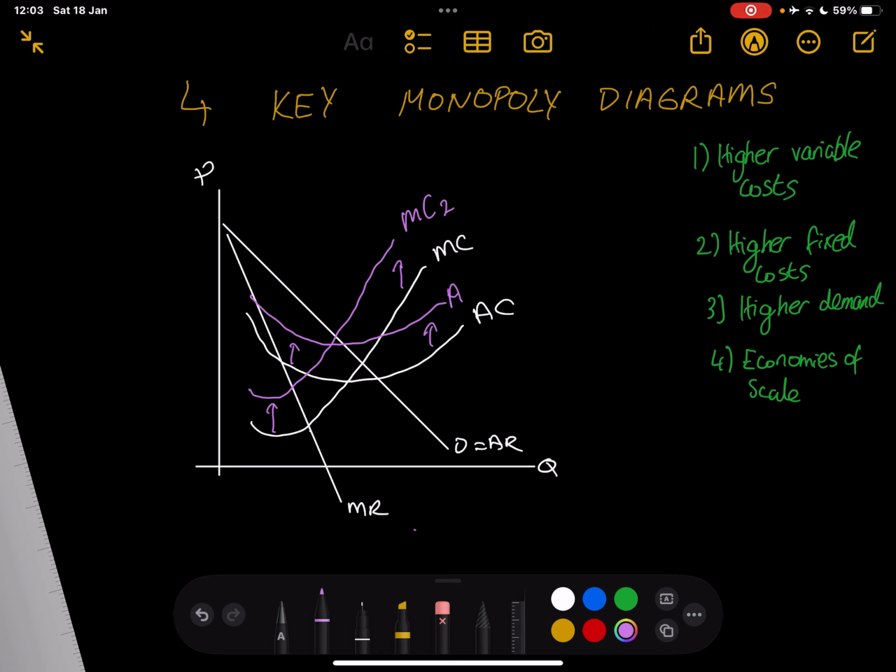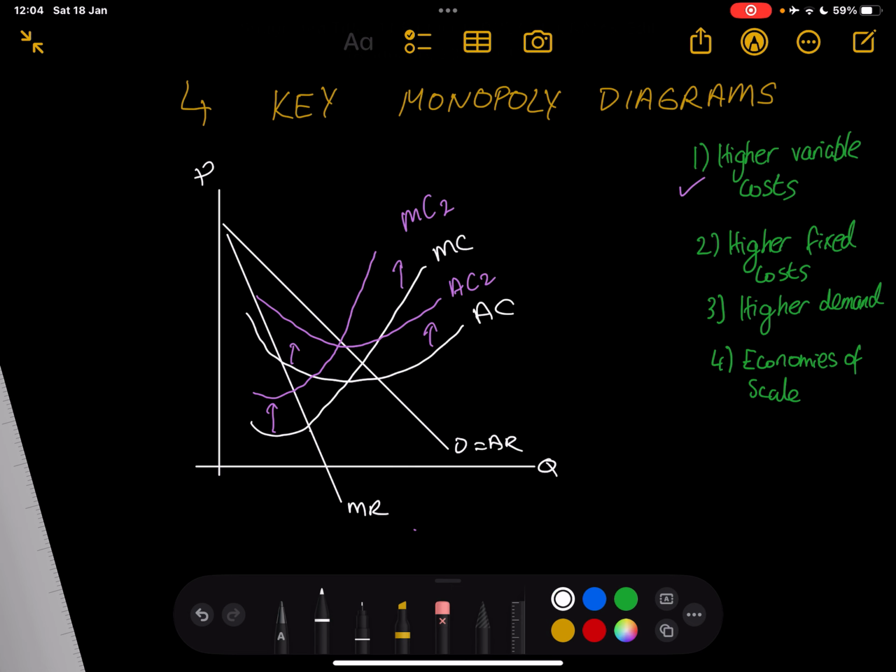I actually didn't do too good a job because your marginal cost should always cut the minimum point of your average cost. And you can see here that they don't line up. So I'm just going to try that again and see if I can get the minimum. Still don't have it. If this happens, you just have to keep trying until you get it, because I think that's important. Okay, so I have MC2, I have AC2, that's higher variable costs.